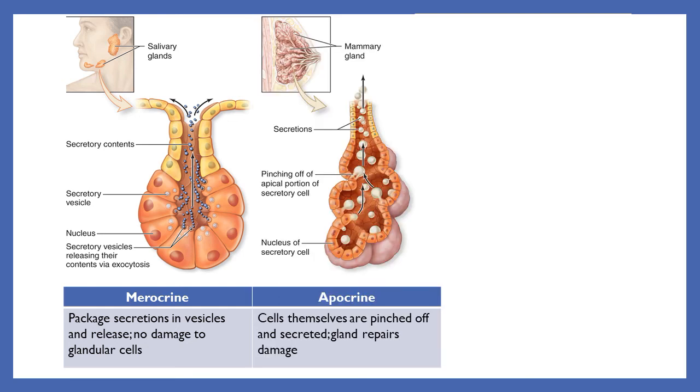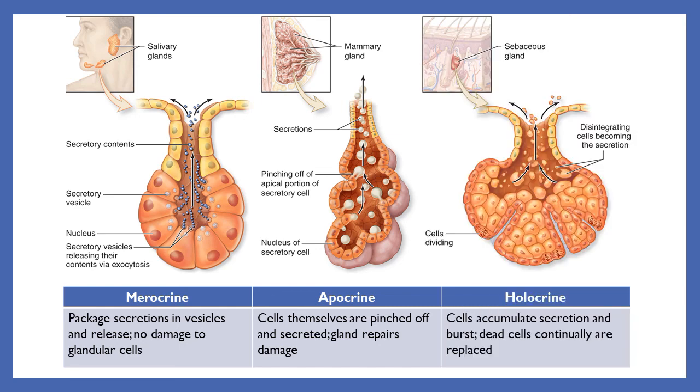The next one is the apocrine gland. In this gland, the cells themselves are pinched off and secreted. The gland repairs the damage by producing more cells. Mammary glands work this way. That breast milk is actually part of those cells that is pinched off and then exported.